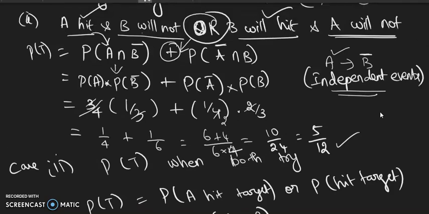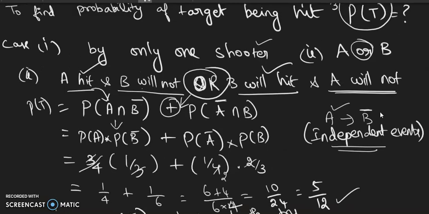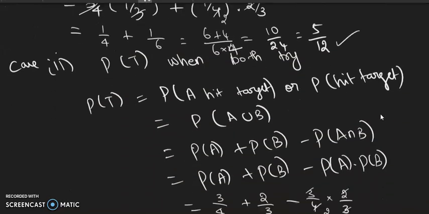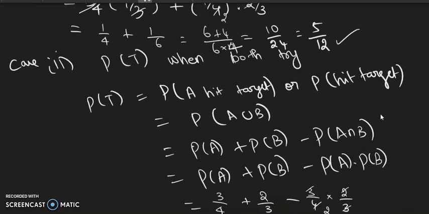Okay, so in the previous case, the probability of the target getting hit by only one shooter: A will hit and B will not hit, or B will hit and A will not hit. This is what will happen. Here, when both of them try, what is the probability of the target getting hit by A or B? So I have written either A can hit or B can hit. So this is nothing but P of A union B.